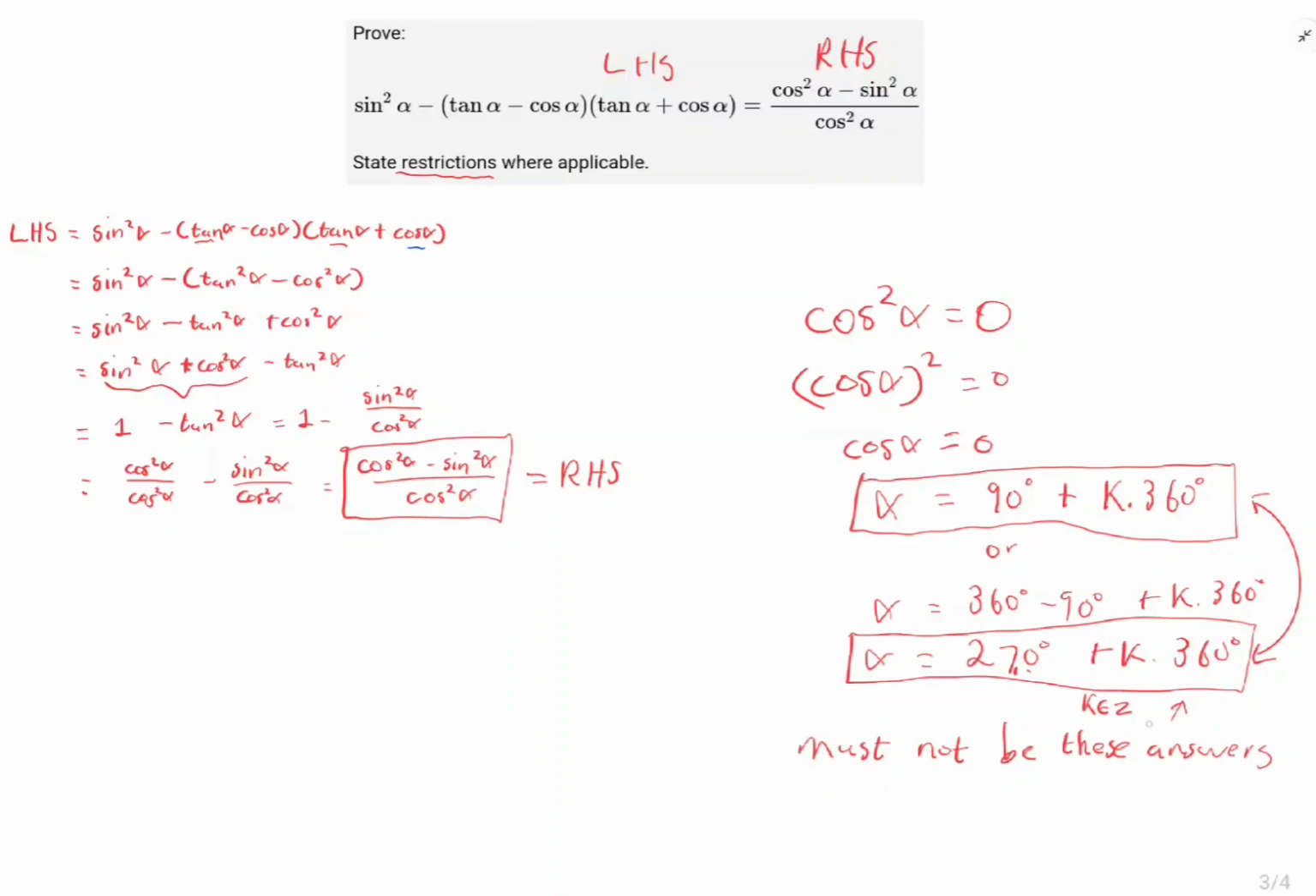If they are those answers, then the denominator is going to be 0 and the fraction is going to be undefined. We don't want a case where it is undefined. So this places a restriction that this angle over here must not be these answers. Otherwise, we're going to get an undefined fraction over here. That is the restriction that they are talking about. And yes, that is how you go ahead and prove and restrict this solution. Thank you very much.